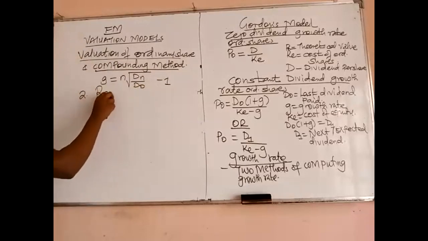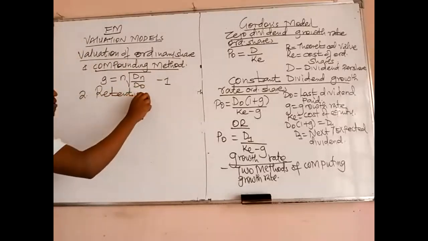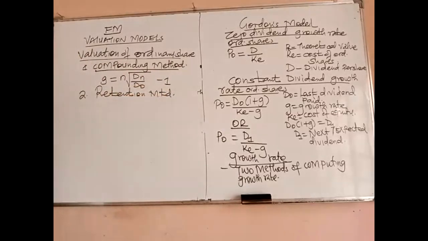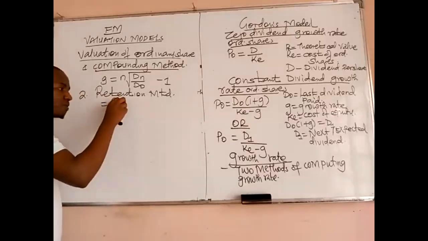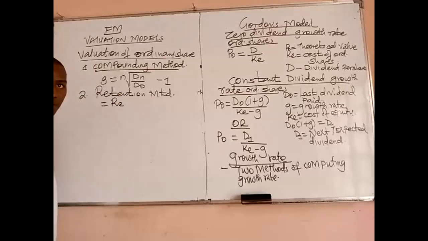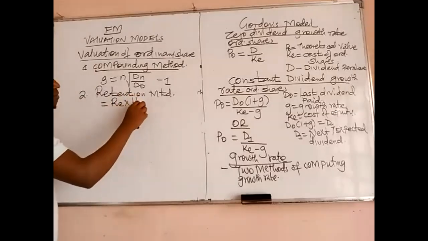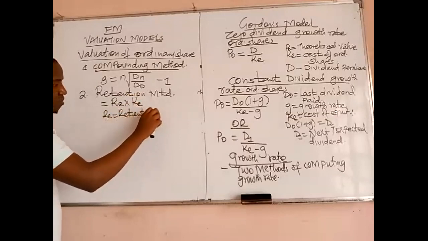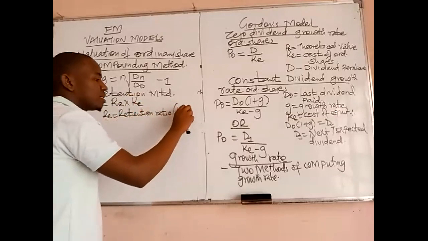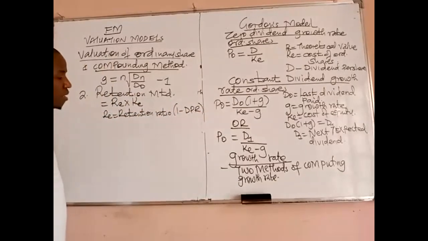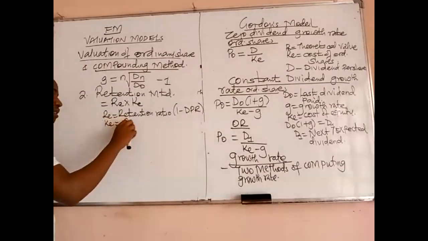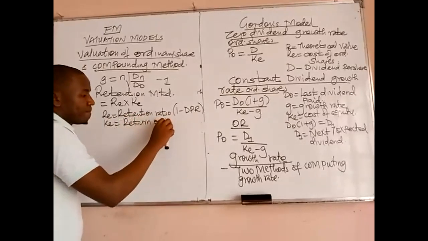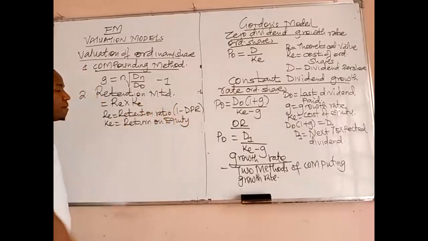Number 2 is what we call the retention method. When I talk of the retention method, you take the retention ratio, which is what you retain after you pay dividends, multiplied by the return on equity. So g equals RE, the retention ratio, which is 1 minus the dividend payout ratio, times KE, the return on equity.